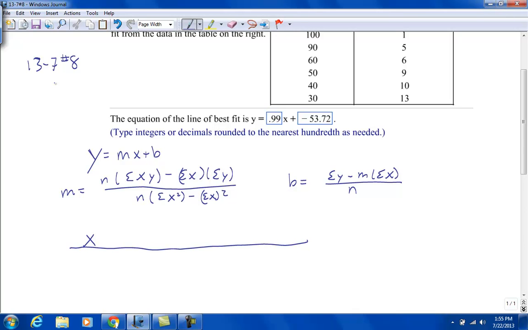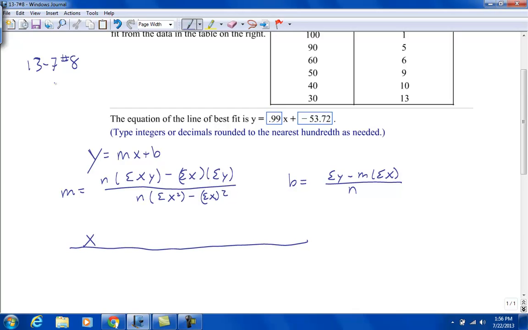So m is going to be n, the number of data points, times the sum of x, y, minus the sum of x times the sum of y, over n times the sum of x squared minus the sum of x quantity squared. And then our b would be the sum of y minus m from here times the sum of x over n, our number of data points.